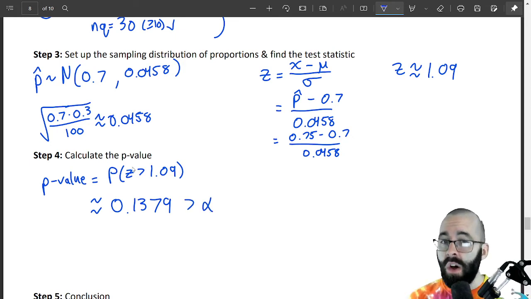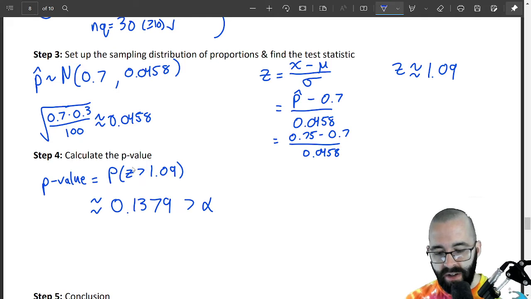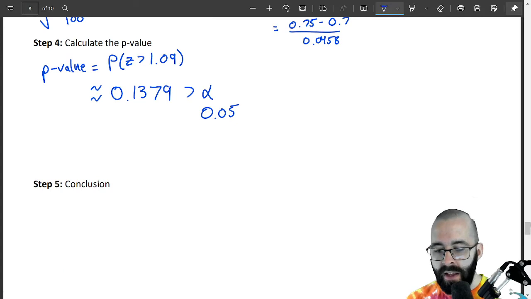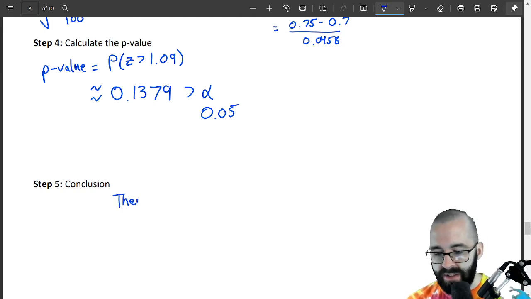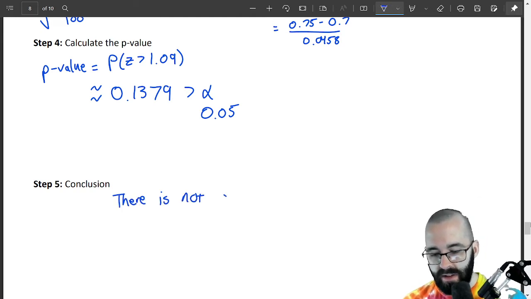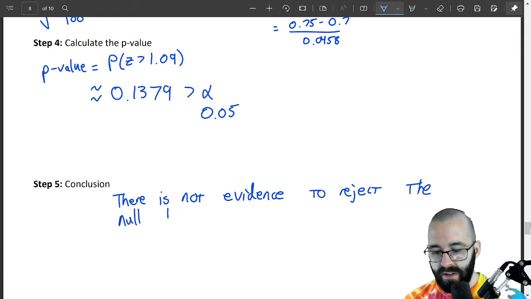If the p-value is low, the null must go. Well, this is not low. This is bigger than alpha. Alpha, again, in our case, is going to be 5% since we didn't specify. So our conclusion is we don't have enough evidence to reject the null hypothesis. The p-value is low, the null must go, but we don't have that. So we're going to start by saying there is not enough evidence to reject the null hypothesis.